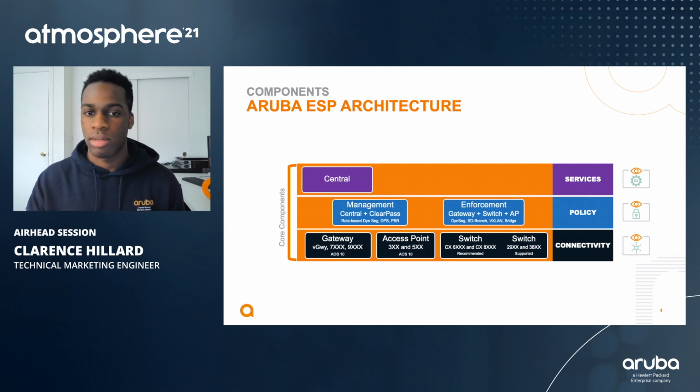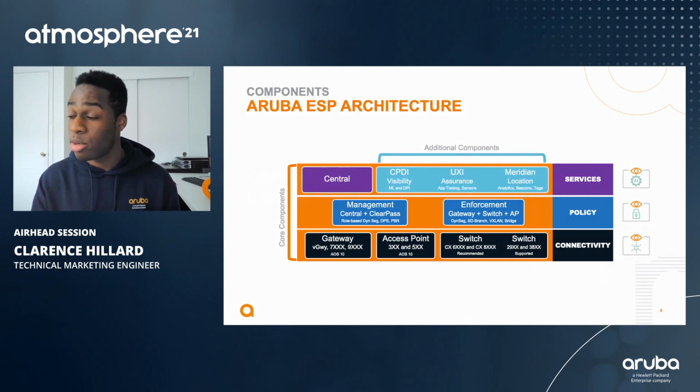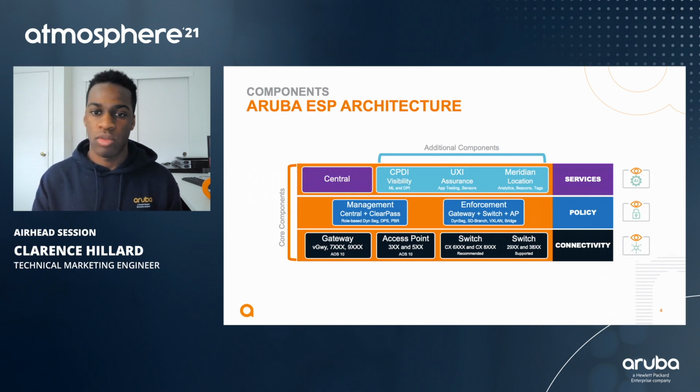Then we have services. Within Central, we have many services. CPDI, so ClearPass Device Insights, gives you visibility and deep packet inspection on devices. Then we have UXI, which is network assurance, right?